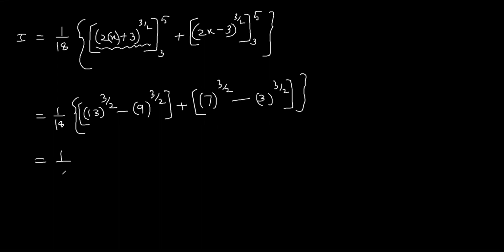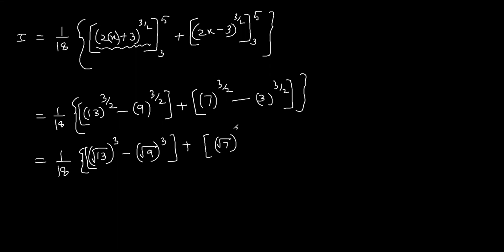So you have 1 over 18 and 13 raised to 3 by 2. This is 13 raised to half, the whole cube. You understand? So what is it? It is square root of 13, the whole cube. So root 13 cube minus this is root 9 cube, square root of 9 cube, the first bracket, plus this is square root of 7 cube minus square root of 3 cube.